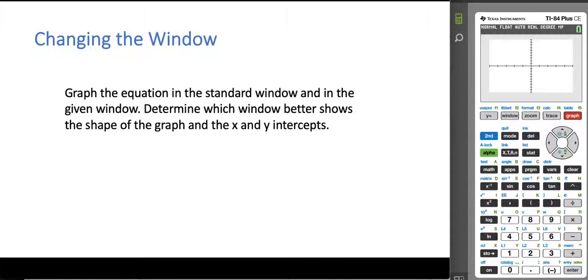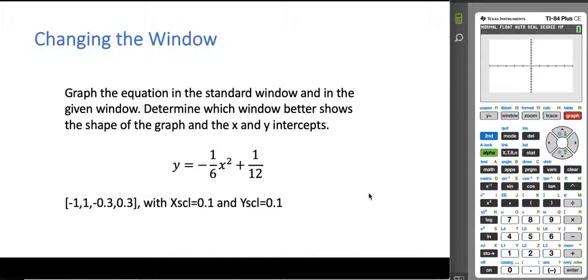You're going to be asked a question like, graph the equation in the standard window and in the given window, and then determine which of the windows better shows the shape of the graph and the x and the y intercepts. So I wrote an example on this PowerPoint. y is equal to -16x squared plus 112. We're going to graph that equation in the standard window, and then we're going to graph it in this window. And I want to show you how to do that.